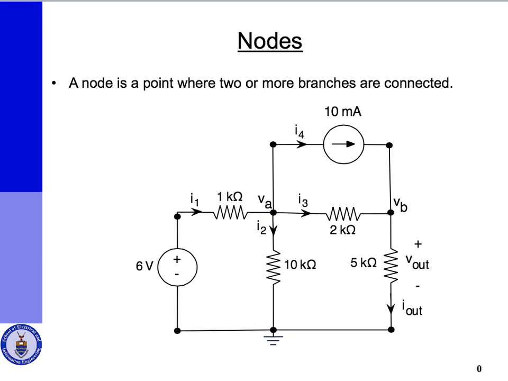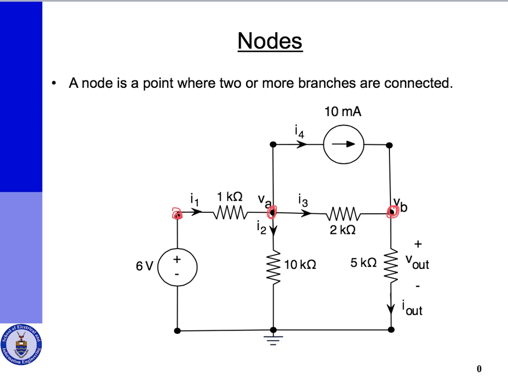A node is any point where 2 or more branches are connected. So in this circuit, this is a node which connects this resistor to this voltage source. This is a node because it connects this resistor to this current source and this resistor and to this resistor. So similarly, this is a node.